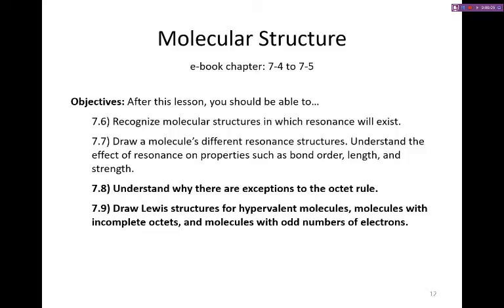In this video, we're going to talk about exceptions to the octet rule, why they occur, and the different types of exceptions that there are. Let's begin.